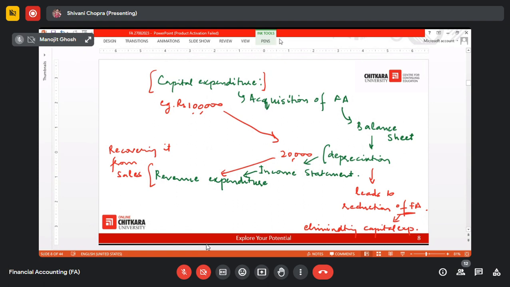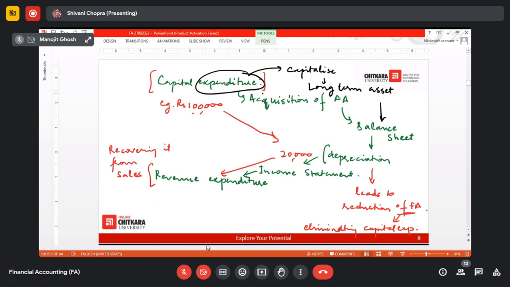So whenever there is an expenditure that has occurred in a company, like acquisition of a fixed asset, we capitalize this expenditure and create a long term asset and show it in the balance sheet. So whenever an expenditure is capitalized, it will lead to creation of a long-term asset that is recorded in the balance sheet.